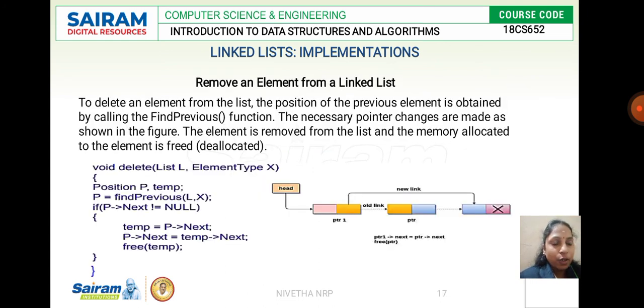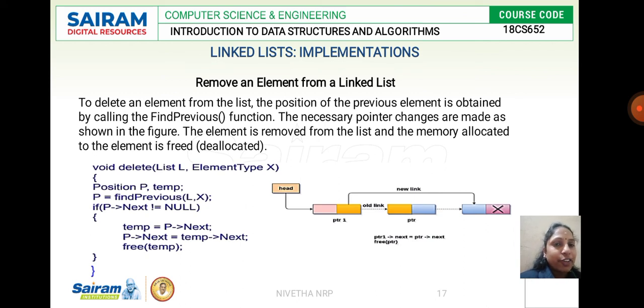Then the next operation is to remove an element from a list. Removing an element is nothing but removing a particular node from a list. When we remove the node, automatically the link also gets broken. It will be broken and it should be regenerated. That is what removing an element from a list is.